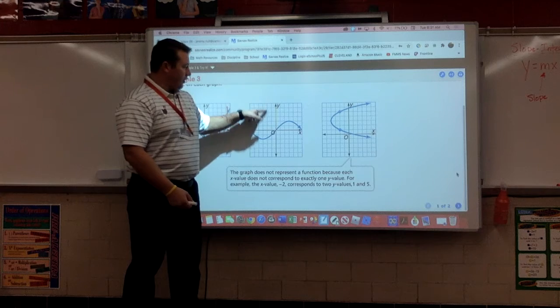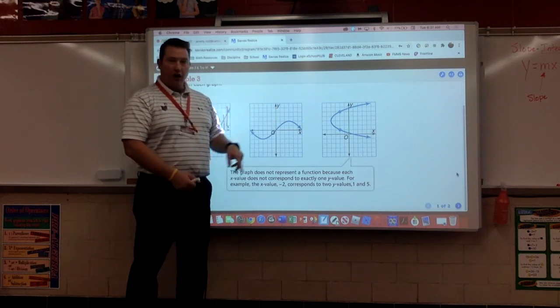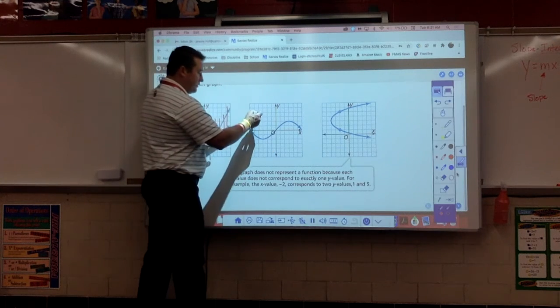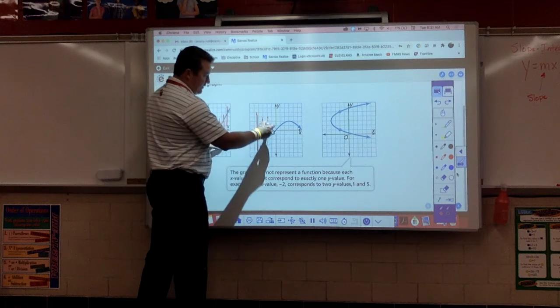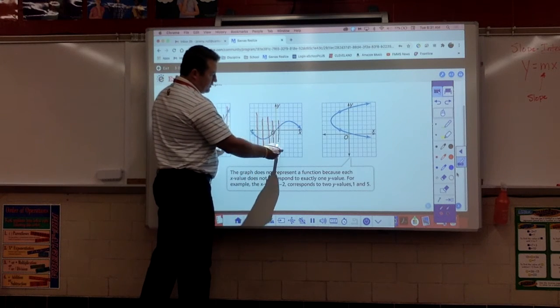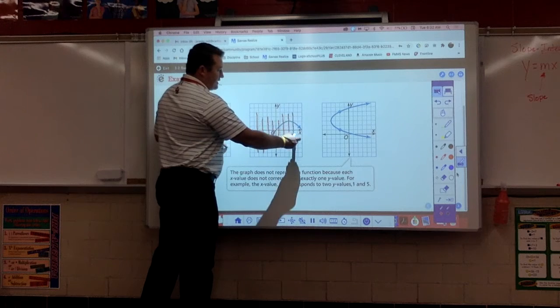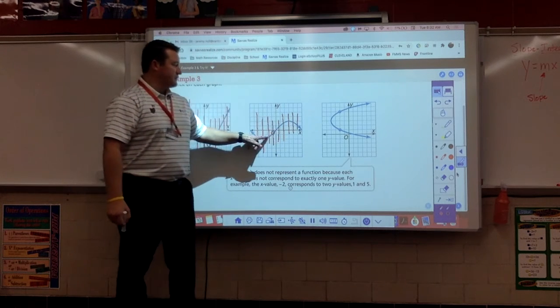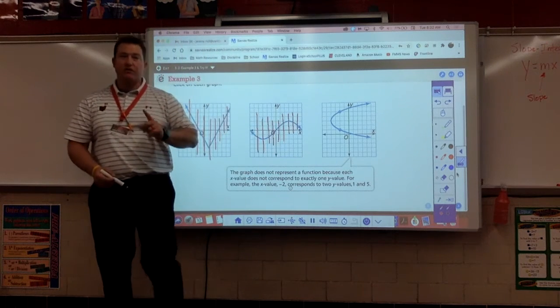We can actually use all the little lines that are already on our graph if we wanted to, but maybe you don't like that because you want to do your own stuff and draw lines wherever you want. Got it? So again, guys, I can draw vertical lines all throughout this function. Still, it only goes through one spot.